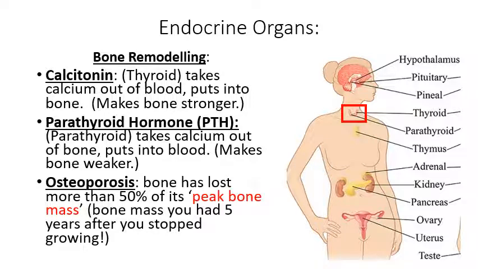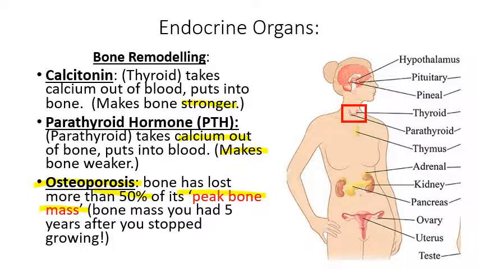All right, so bone remodeling. Calcitonin, produced by the thyroid gland, causes calcium to be taken into the bone, making the bone stronger. And parathyroid hormone, produced by the parathyroid glands on the posterior side of the thyroid gland, causes the bones to become weaker because it takes calcium out of the bone and puts it into the blood. Osteoporosis, we talked about that. It's when the mass of your bone matrix drops below 50% of what it was during peak bone mass.